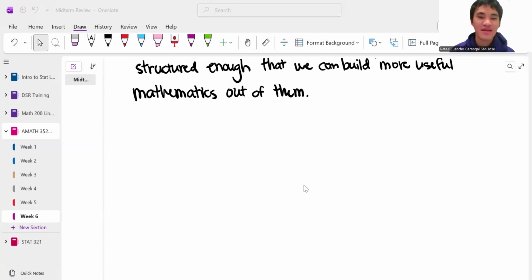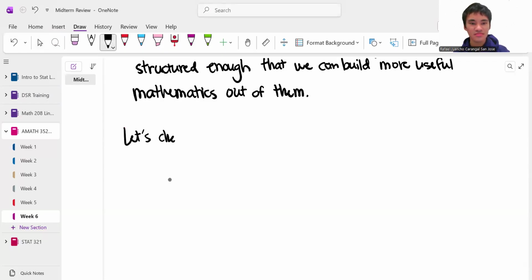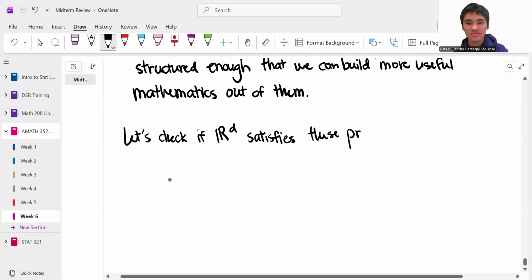But now let's actually quickly check that R^d satisfies these properties. Okay. So we're going to check if R^d. So I'm pretty sure we're going to try proving some of these things, if that makes sense. If not, bear with me.